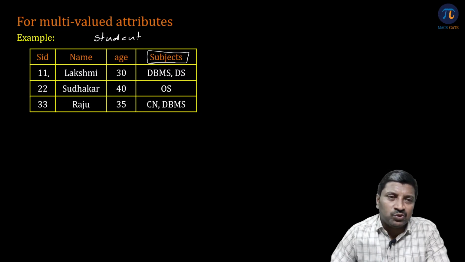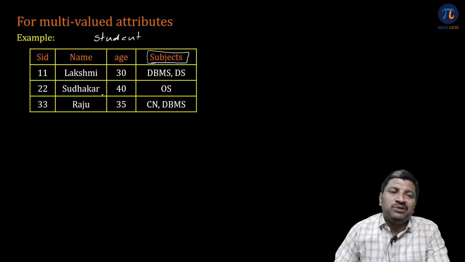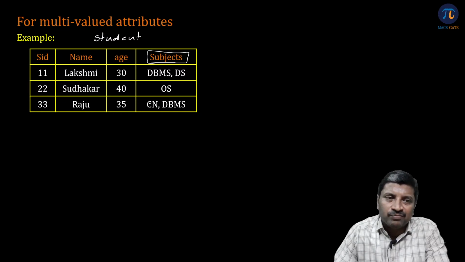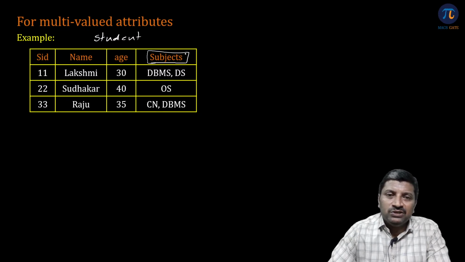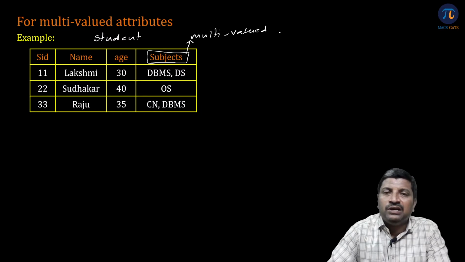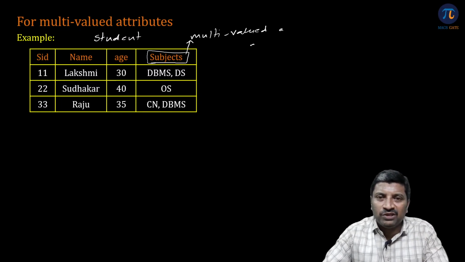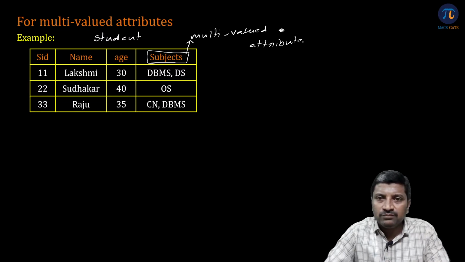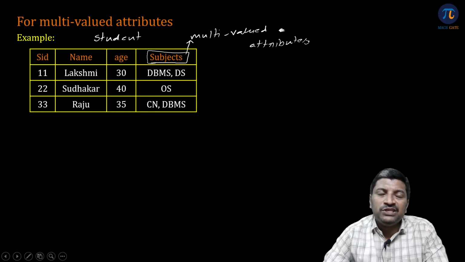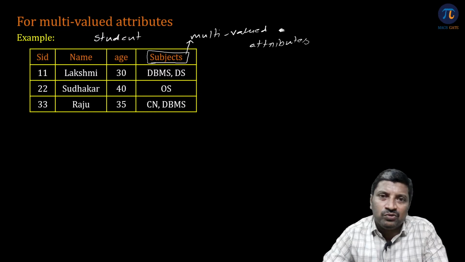So let us suppose the student 11 or Lakshmi registered two courses, DBMS and data structures. Similarly, Sudhakar registered operating systems. And let us assume the student Raju has registered computer networks and DBMS. So this is an example of a multi-valued attribute because that attribute is having multiple values, meaning more than one value. These types of multi-valued attributes are not allowed according to first normal form.